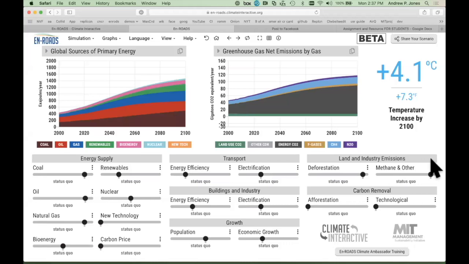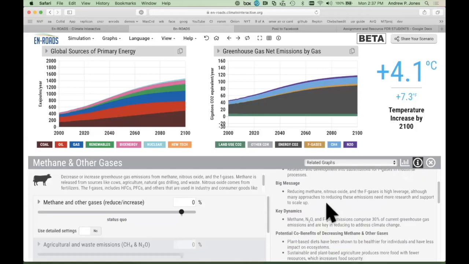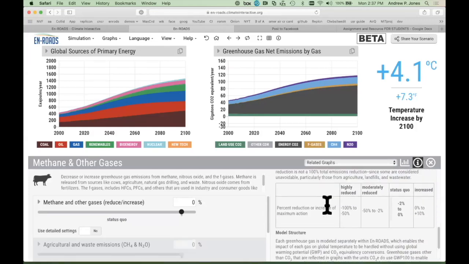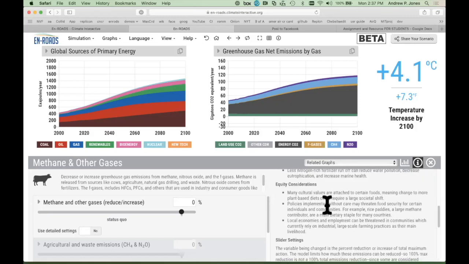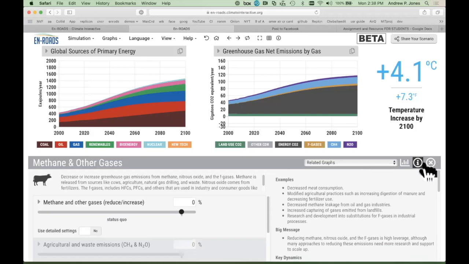By the way, you're like, wait, methane and other, what's in there? Click on it, click on the corner, see the little I button, and it tells you what we're talking about. What are the examples? Decreased meat consumption, agricultural practices, some of the dynamics. Oh, this is really cool. I'm actually learning. What do the levers do? See what's underneath here. It even has a case study of something that's in here. You can learn more about it too.